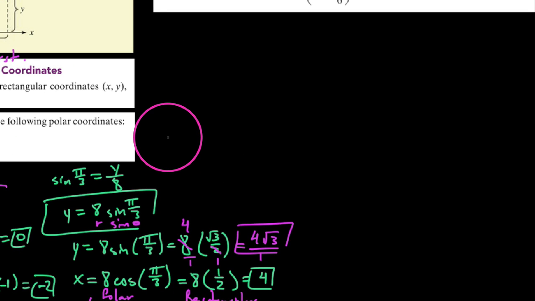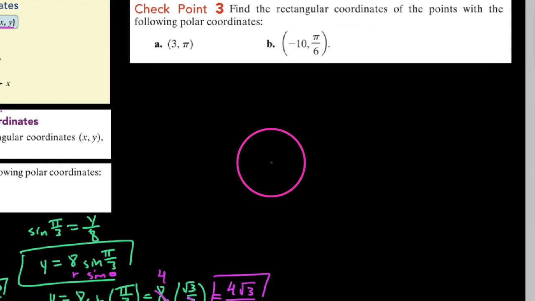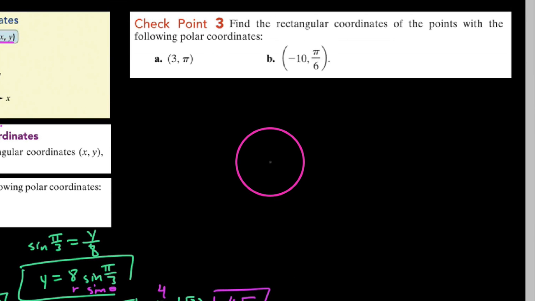So what I want you to do at this point is pause the video here and come up with the rectangular coordinate form of these 2 points that you see up here. Once you get an answer, go ahead and hit play on your video. If you are ready for your answers, let's take a look.